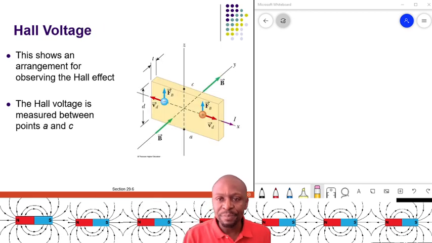Now, in this case, if you have the magnetic field going in that direction and the current flowing in this direction, the Hall voltage is measured perpendicular to both the B field as well as the current. Now the Hall voltage is measured between points A and C.